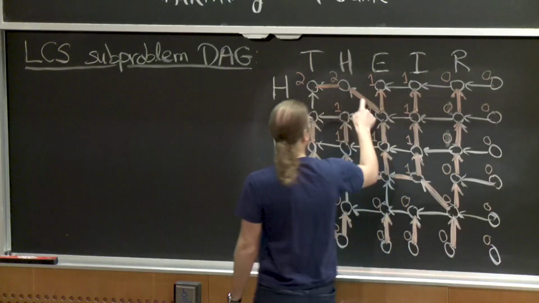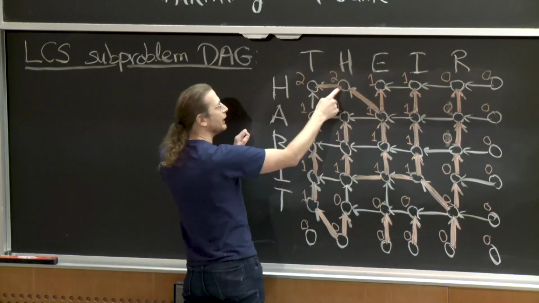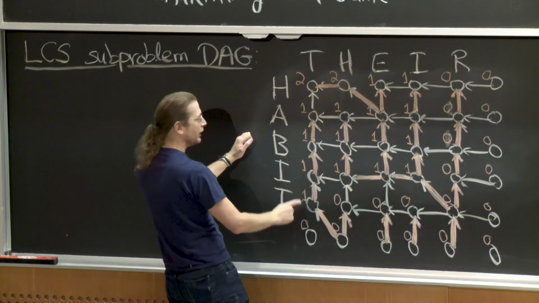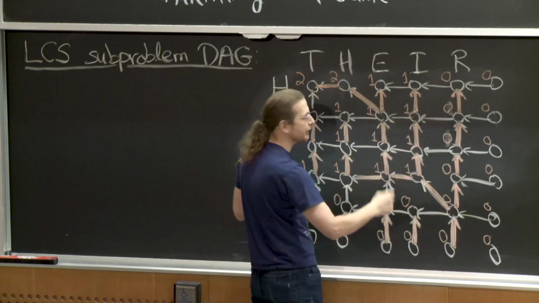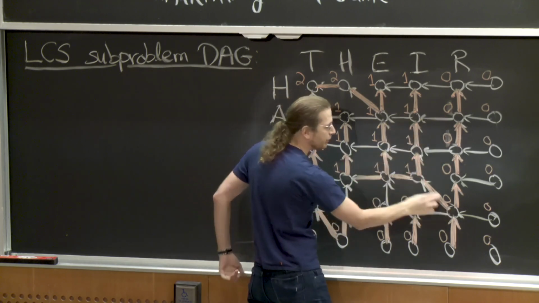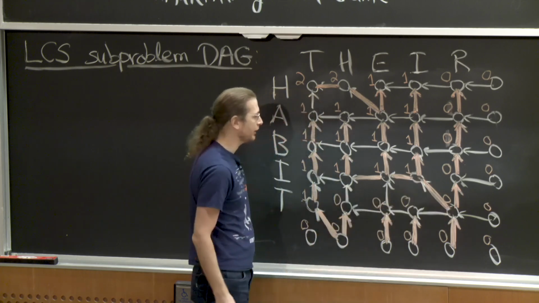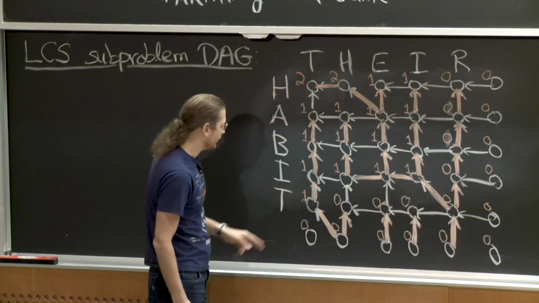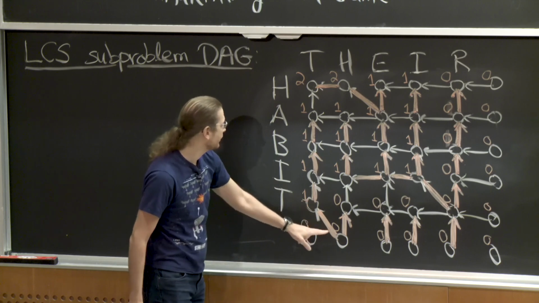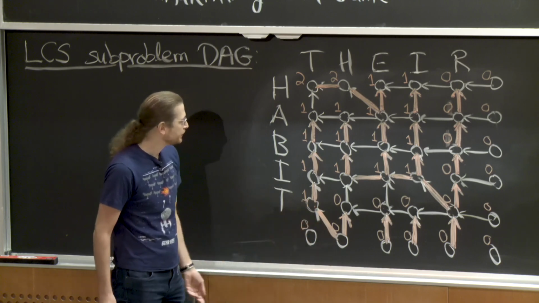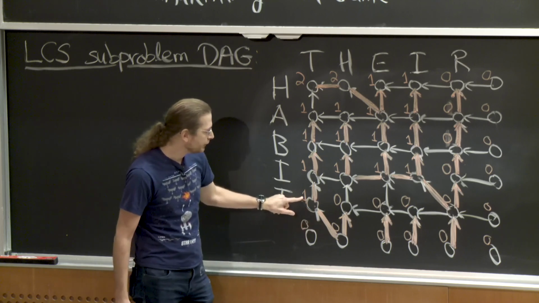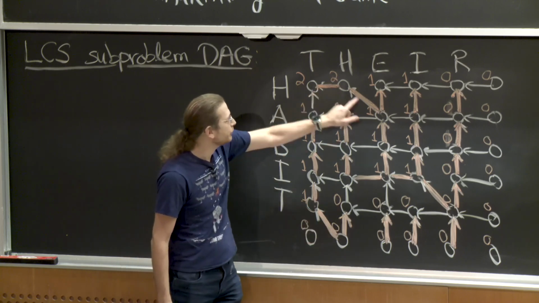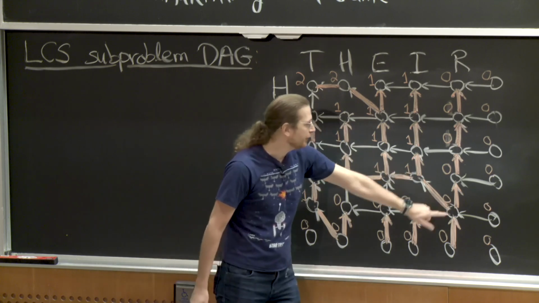So these diagonal edges are exactly the cases where the letters match. Here, h equals h, I equals I here. So I draw this diagonal edge. That's that first case where the letters are equal. And so I recurse by increasing i and j. That's why I get a diagonal edge. There's also one over here where t equals t. So for those, we're getting a 1 plus. You see this 1 is 1 larger than the 0. This 2 is 1 larger than the 1. This 1 is 1 larger than the 0.